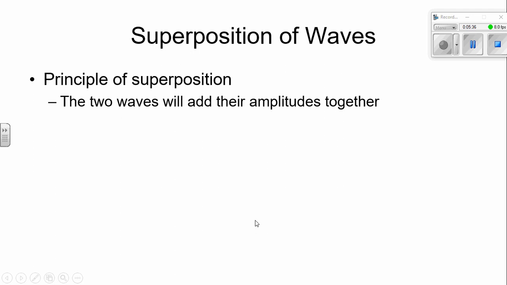When waves interact, they can build on top of each other. They're building their amplitudes. They're going to add or subtract. It's the summation of those amplitudes, and this is known as the superposition of waves. Superposition means that things can superimpose on top of each other or add on top of each other.